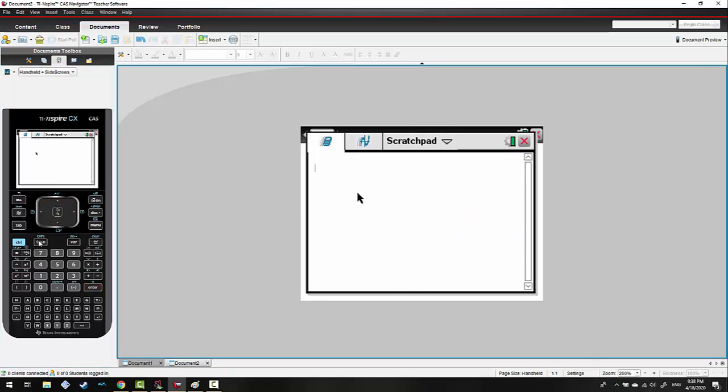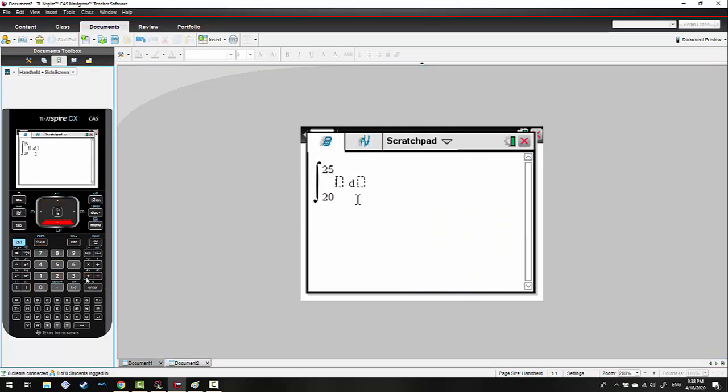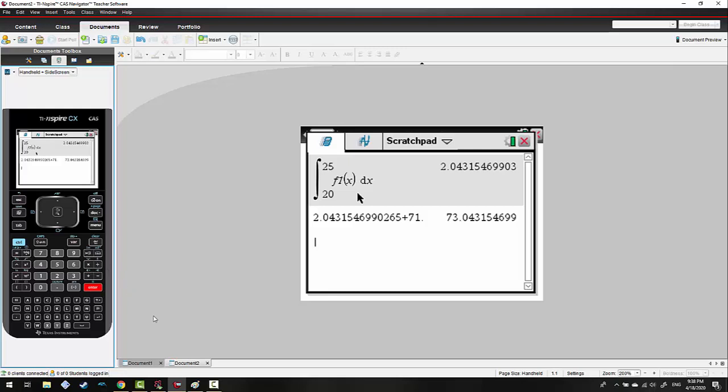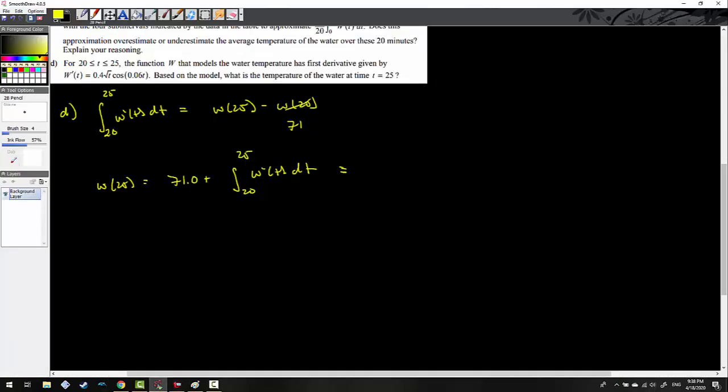So I'm going to go and integrate from 20 to 25 of f1 of x dx. I'm going to hit enter, and then from here I'm going to add 71.0 to it to get this number, 73.043, and I believe that is the final answer. And with that, I believe that will wrap it up for this question.